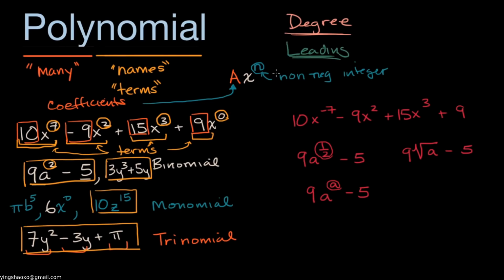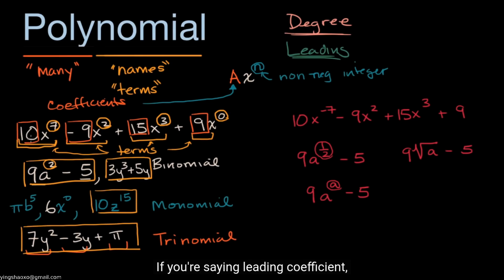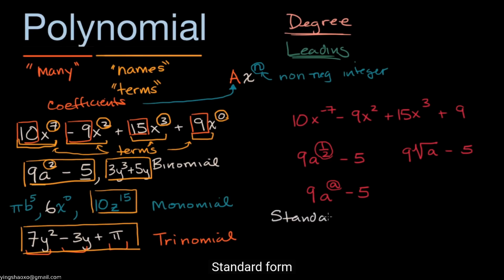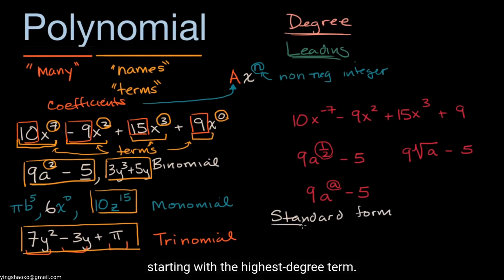Well, it can mean whatever is the first term, or the coefficient. If you're saying leading term, it's the first term. And if you're saying leading coefficient, it's the coefficient in the first term. But it's oftentimes associated with a polynomial being written in standard form. So standard form is where you write the terms in degree order, starting with the highest degree term.